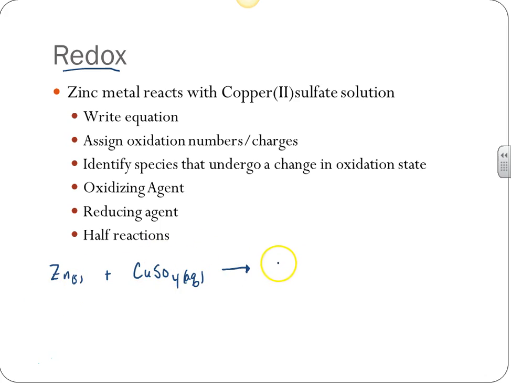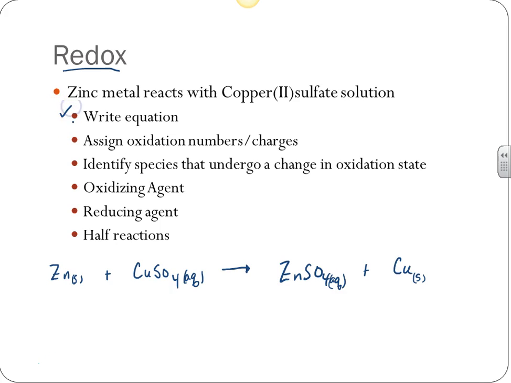So what are our products going to be? And that does require zinc to be above copper in the activity series. It is. And plus what? It is copper. So copper metal is produced. That would be a solid, and that's aqueous again. And I believe we're already balanced, so all the coefficients are 1. Yes.